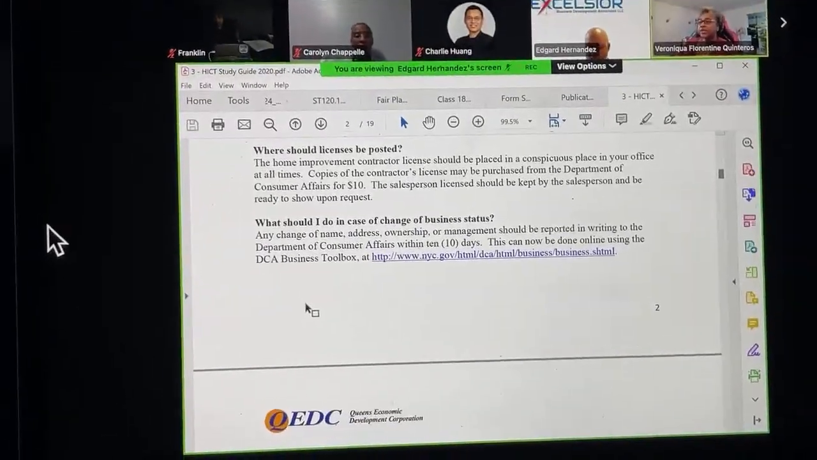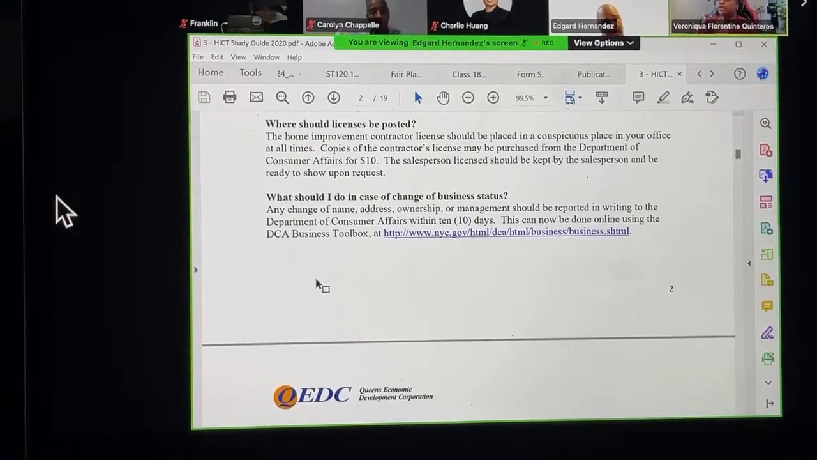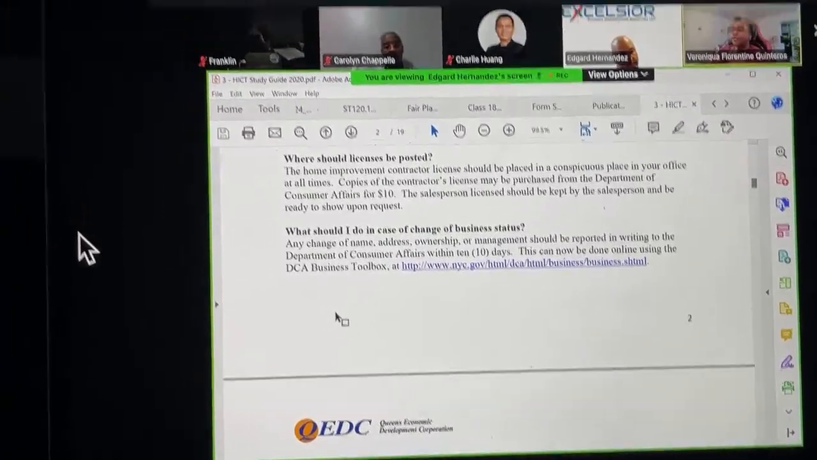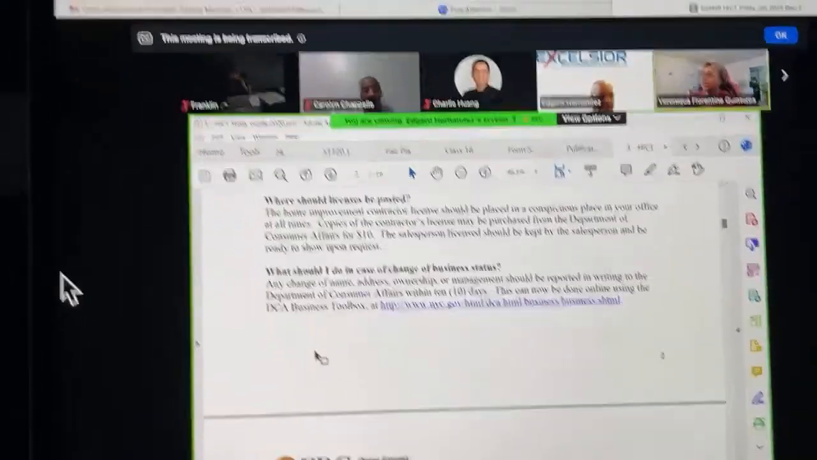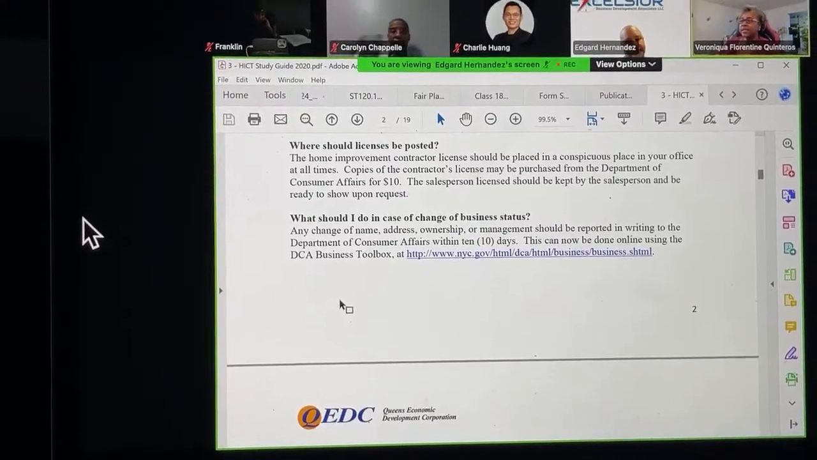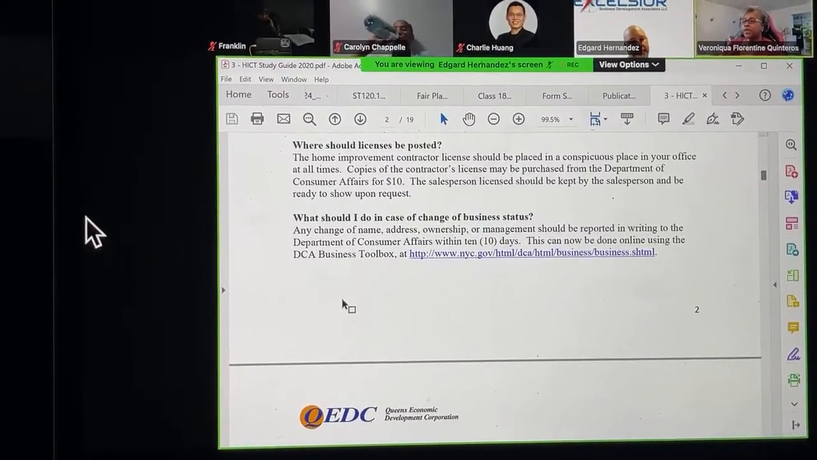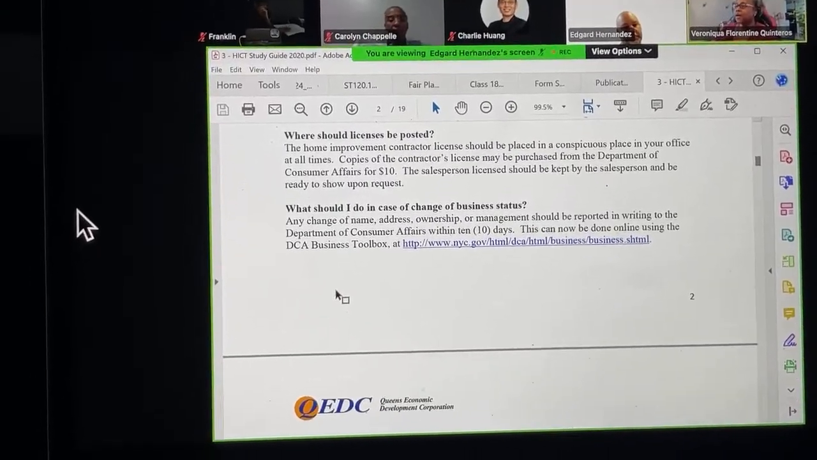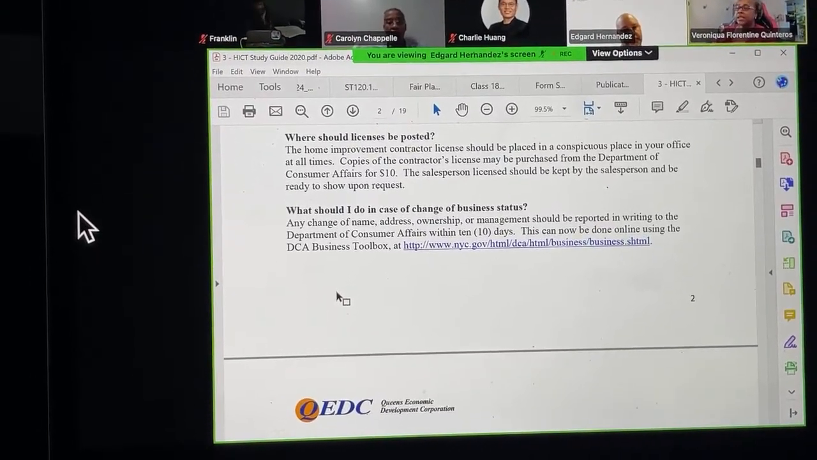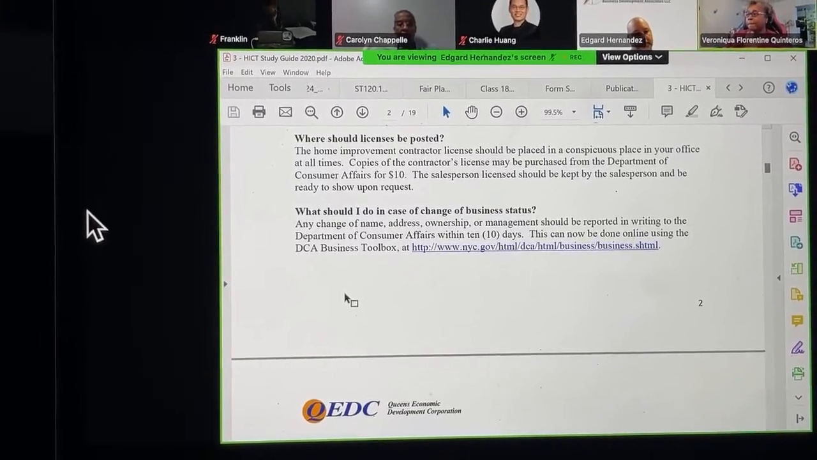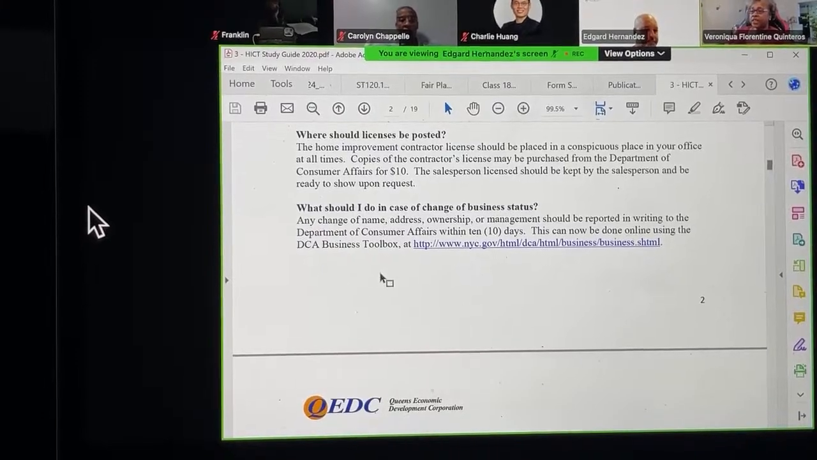What should I do in case of change of business status? Any change of name, address, ownership, or management should be reported in writing to the Department of Consumer Affairs within 10 days. This can now be done online using the DCA Business Toolbox at the following website.